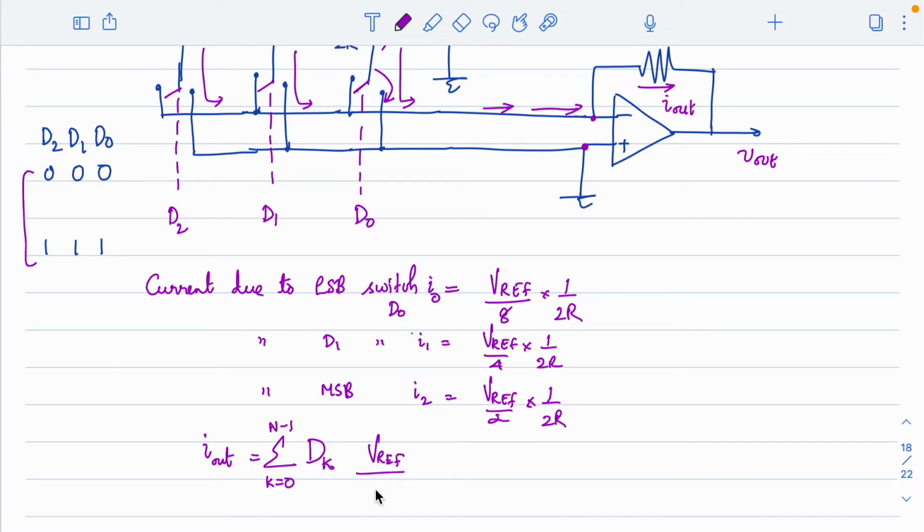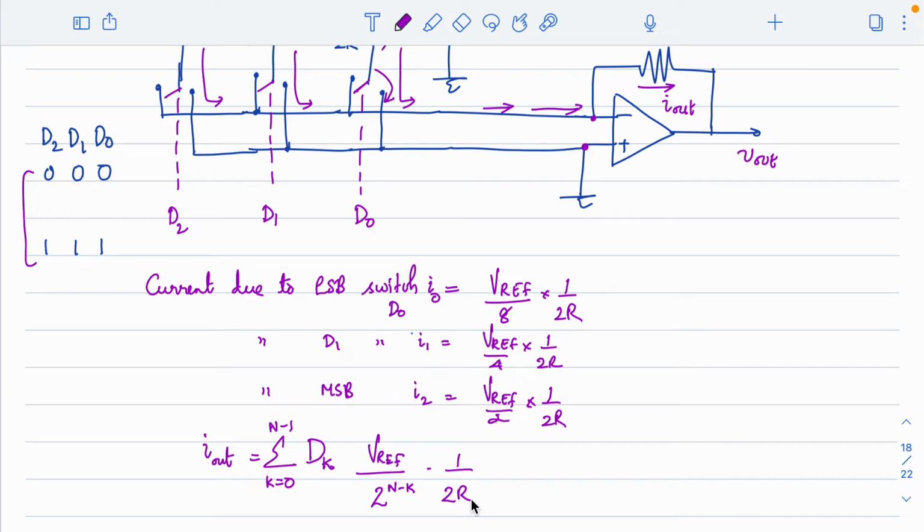divided by 2 to the power of what should be the factor here? When it is LSB, we are getting 2 to the power of 3. When it is the middle switch, it is 2 to the power of 2, and then 2 to the power of 1. So while generalizing, we can write this as 2 to the power of n minus k, into 1 by 2R. This is how we can write the output current expression.